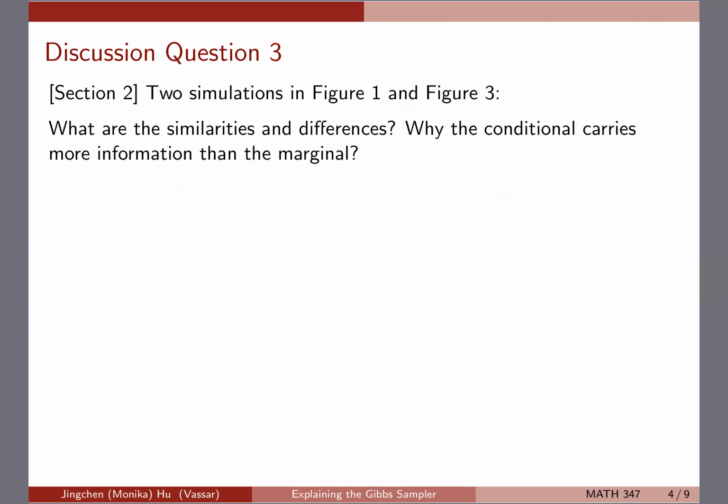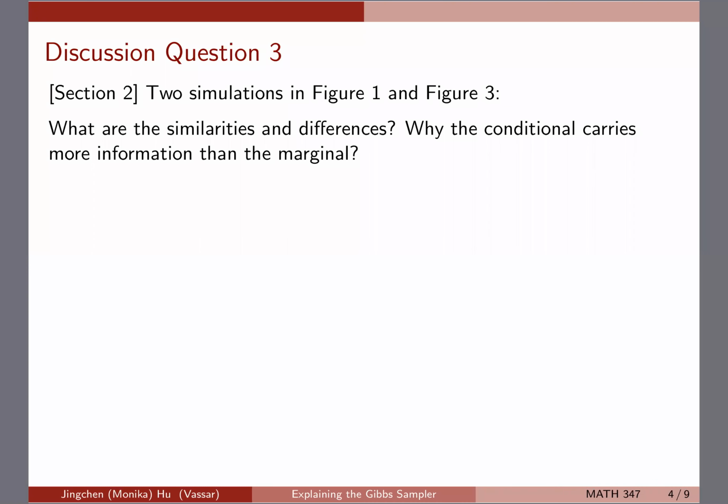If you look at the 2 simulations that they did in the 2 figures, figure 1 and figure 3, I want you to talk to your neighbors about your thoughts, the similarities and differences between the 2 plots, especially what they're summarizing, and is there any differences in the way that they compute the marginal density, okay? And also just why the conditional carries more information than the marginal based on your comparison between figure 1 and figure 3. So take your time and chat with your neighbors. Okay, let's hear from some of you. Even if you have further questions, feel free to raise them up so we can talk about them.